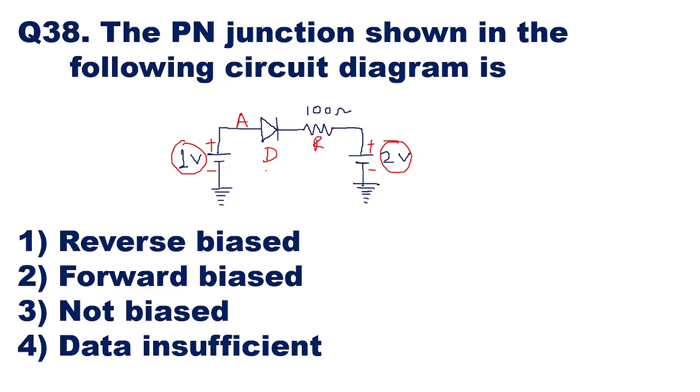If you see the applied voltage here, the anode is applied with a voltage of 1 volt and the cathode is applied with a voltage of 2 volt. That means the voltage at the anode is less than the voltage at the cathode. And the definition says that if the voltage at the anode is less than the voltage at the cathode, then the PN junction or the diode is reverse biased. So here the first option is the correct answer, the diode is reverse biased. Then we'll go to the next question.